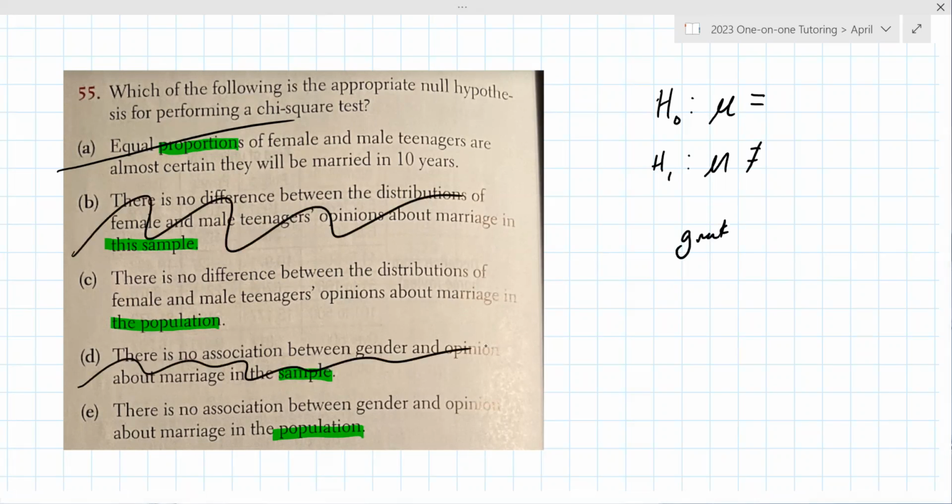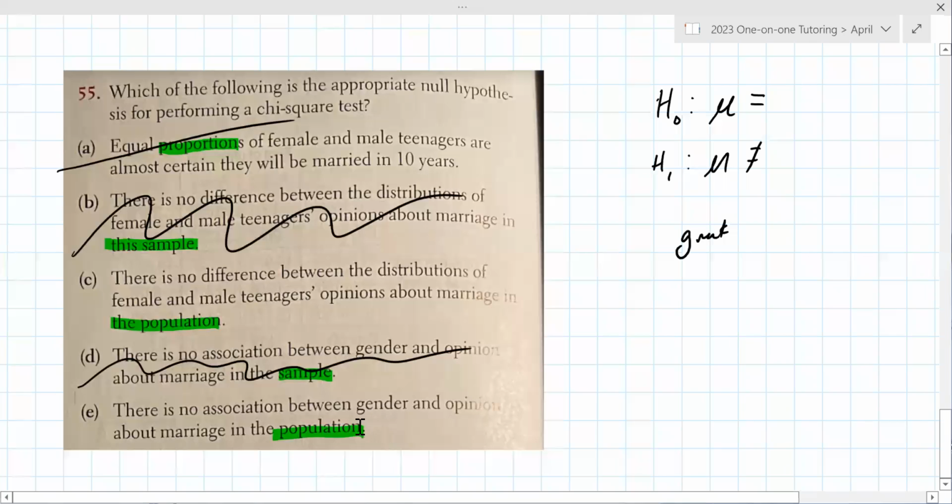Okay. So then that just leaves these, which are both true. I think we've even used this type of language. There's no difference. There is no association. Population. So is it either or? I read it as it could be both. It's C and E is the way I read it.